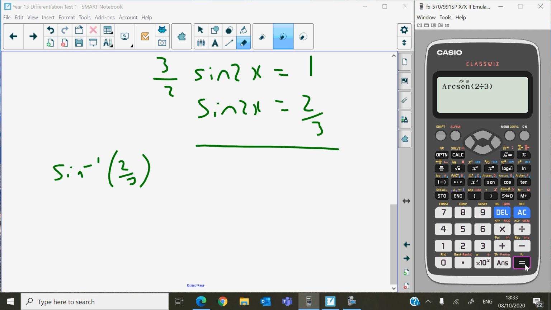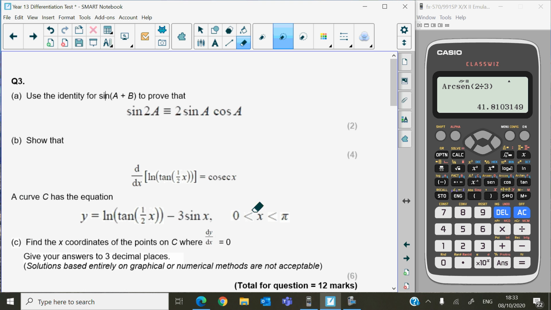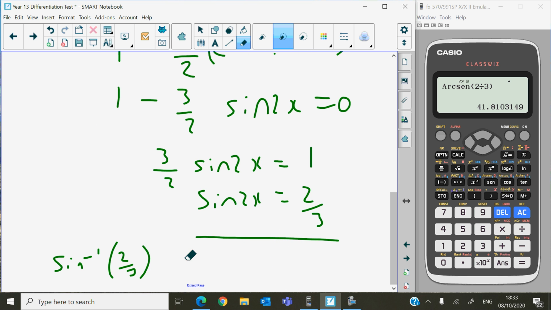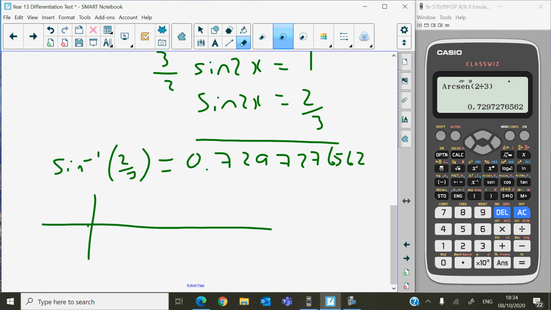Except we need to be careful. That answer is already wrong, because right at the start of this question, we were told that it was between 0 and pi. So we know that this has to be also between 0 and pi, i.e. it has to be in radians. So shift, menu, and I want to put my angles in radians. There we go. Inverse sine of 2 over 3 is equal to 0.7297276562. Okay, great.